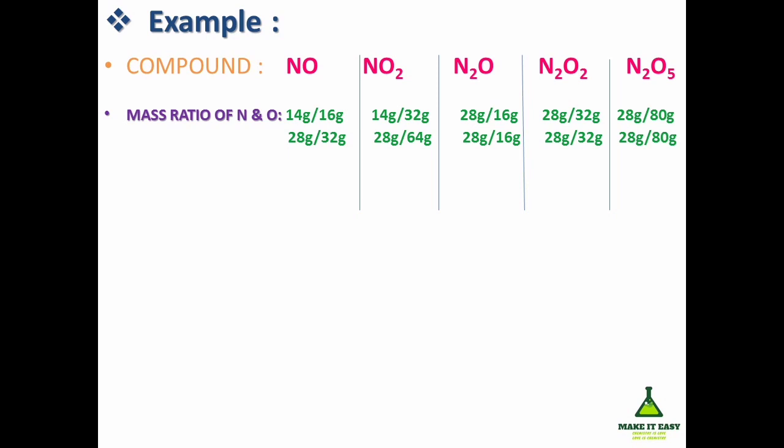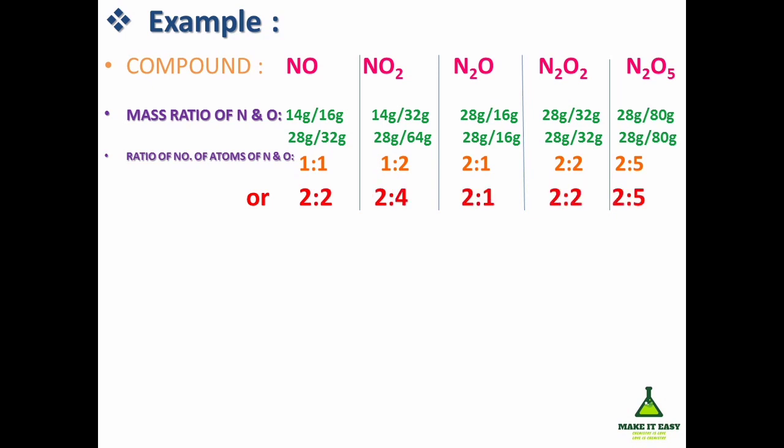Okay, so now we will also find the ratio of the number of atoms. In the first case the number of atoms of nitrogen is 1 and oxygen is also 1, so it will be 1:1. Next one is 1:2, the third one is 2:1, the fourth one is 2:2, and the last one is 2:5. So here also we can do the same thing. To fix the number of nitrogen atoms, we multiply 1:1 by 2, and it will be 2:2, 2:4, 2:1, 2:2, 2:5.